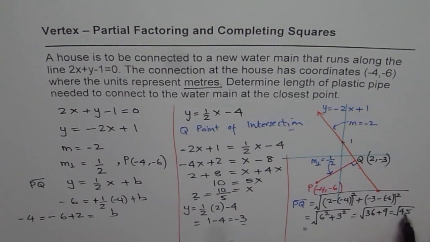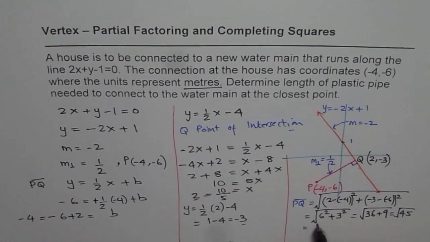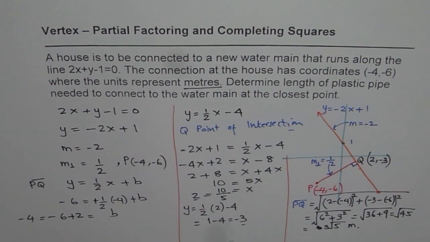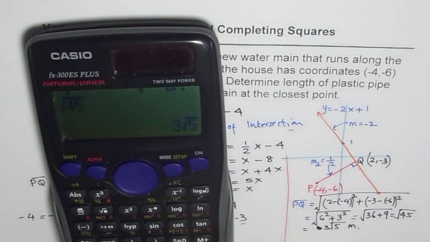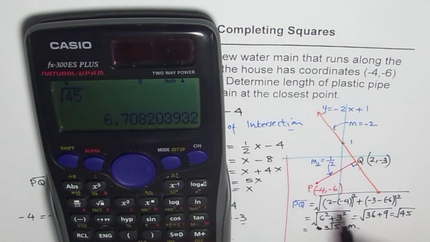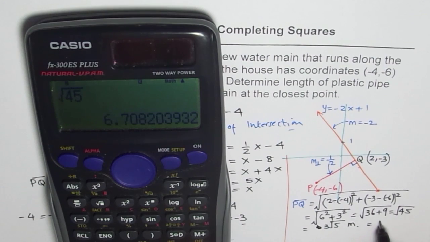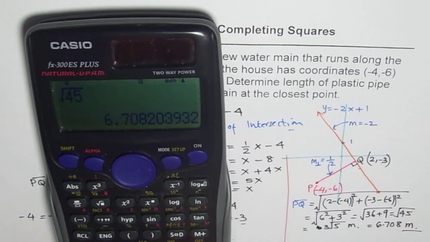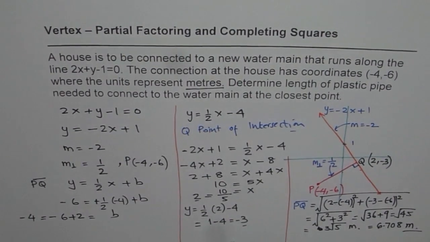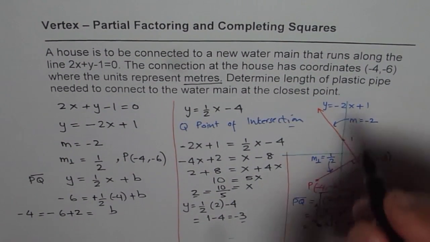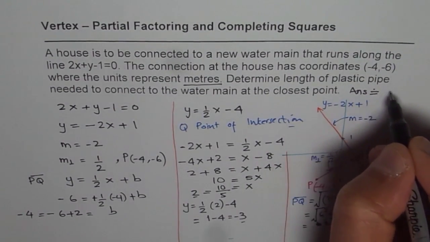So we have 36 plus 9 within the square root, or the square root of 45. 45 could be written as 9 times 5, so I can write this as 3 square root 5. That is one way of writing it in meters. Or you can also find the decimal value using a calculator. So the square root of 45 equals, in decimals, approximately 6.708 meters. So that is our answer. The length of the pipeline required is approximately 6.7 meters.